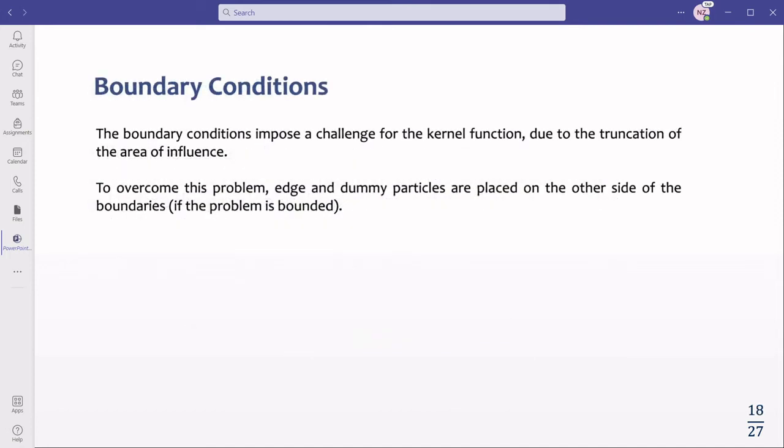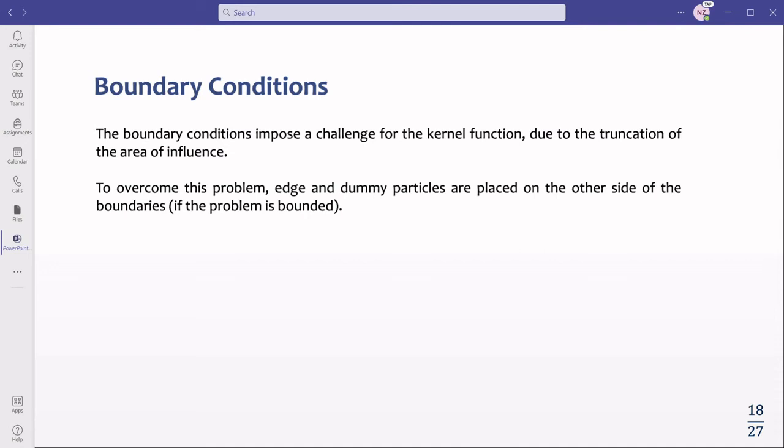To finalize the explanation of the foundations, it is important to talk about boundary conditions imposed in SPH. The main problem that arises in boundary conditions is that the area of interest given by the kernel function gets truncated for particles that are close to the boundary. This is why SPH has been applied to problems in astrophysics, because there are no boundaries, and those are problems with large deformations, so it doesn't matter how far the particles go.